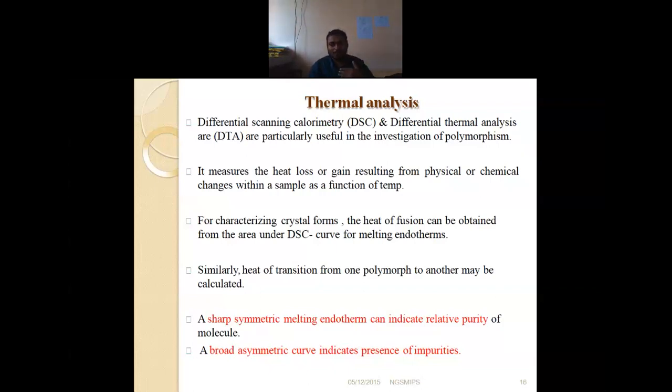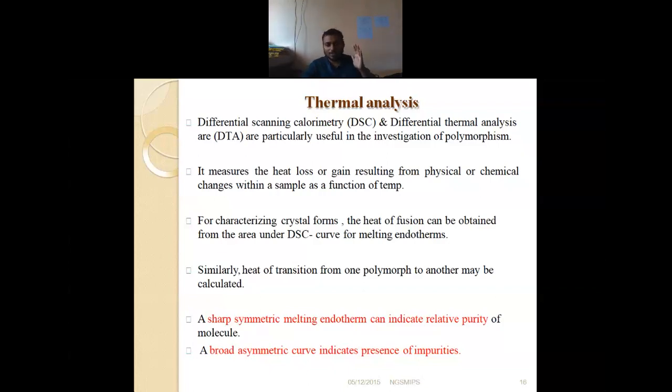A sharp symmetric melting endotherm can indicate the relative purity of the sample. Okay, a particular substance will show some peaks, that is the standard peak. If the endothermic peak does not come within the limit, we can conclude there is some chemical imbalance; the substance has some chemical interactions with it. If the endothermic peak comes within the range, then we can conclude it does not have any other interactions. That means if some asymmetric peak is observed, then we can conclude that it has some impurities. Okay.